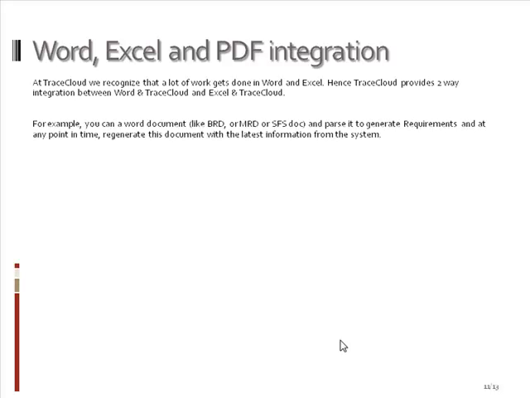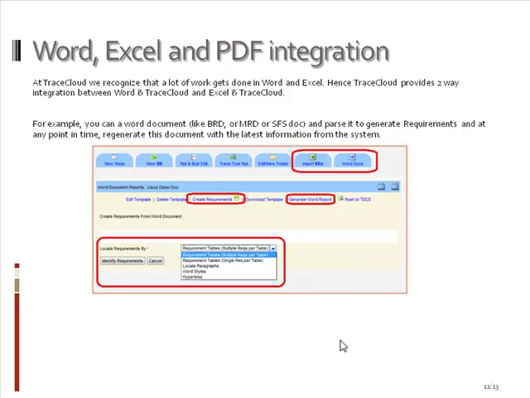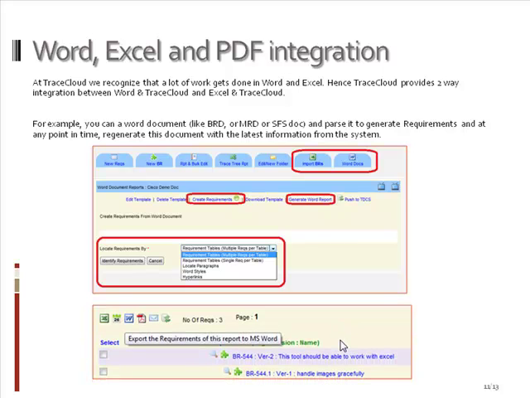We understand that every organization is very comfortable working with Word or Excel or PDF, right? And so we have given a rich two-way integration between Word and TraceCloud and Excel and TraceCloud. You can take your BRD or MRD or an SFS document, put it in the TraceCloud system, parse it to find your requirements, and if you ever want, you can regenerate the document back. As you can see in the bottom image, anytime you run a report, you have the option of taking the output either in Excel or in Word or PDF, or you could mail it out.